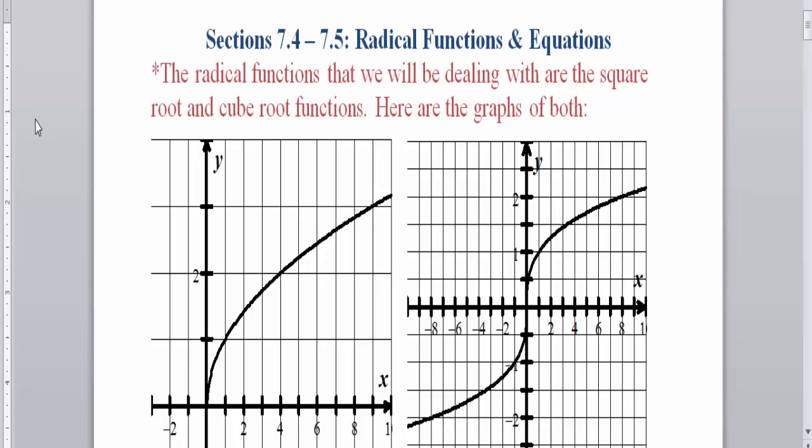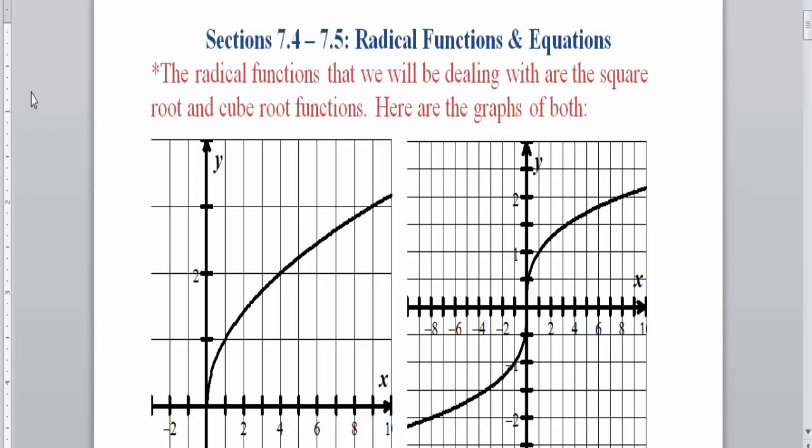Okay, so just as we did with rational expressions in chapter 6, right, we dealt with rational expressions, rational functions, and rational equations. We're going to do the same thing with radicals, right? So in the first three sections of chapter 7, 7.1 to 7.3, we dealt with the radical expressions, and now in 7.4, we're going to deal with the radical functions. And then in 7.5, we'll move to radical equations.